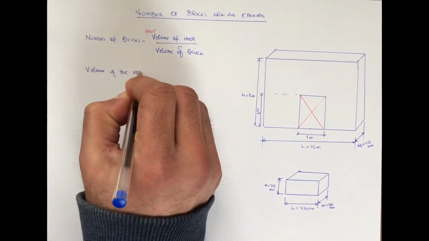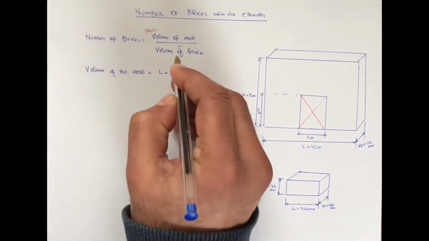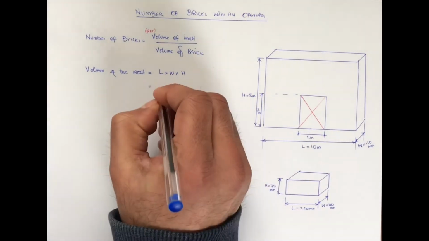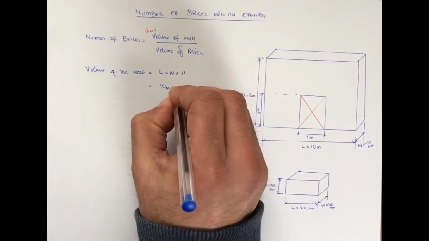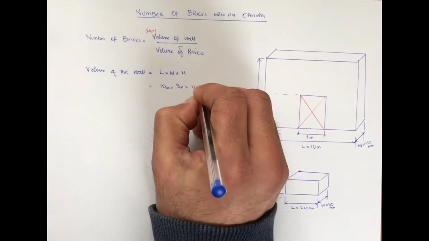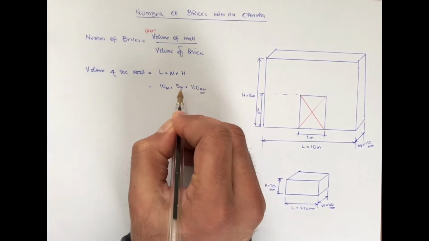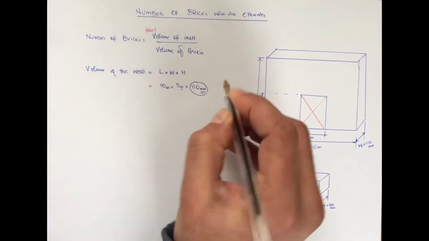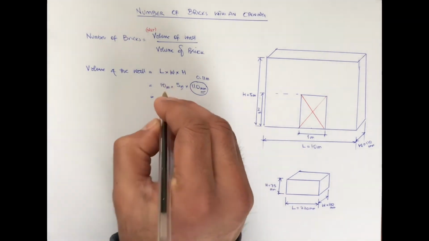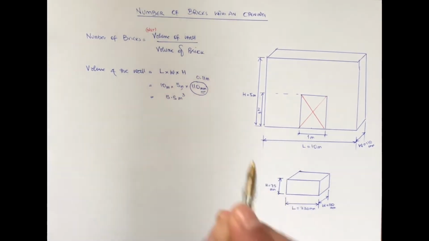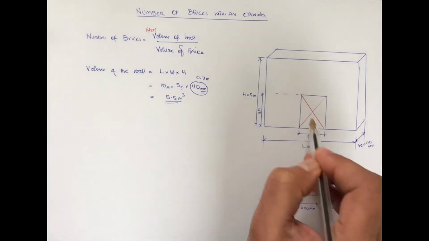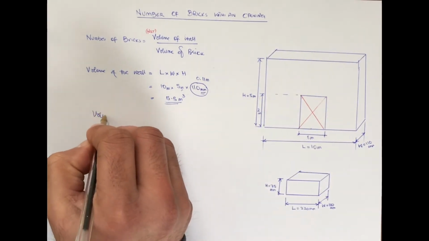Let's work out the volume of the wall, which is the standard formula: length times width times height. I'll feed in the numbers there. The length is 10 meters, the height is 5 meters, and the width is 110 millimeters. Here the millimeters need to be converted into meters to make it consistent with the other dimensions. So I have a result of 5.5 cubic meters. The volume of the whole wall is 5.5 cubic meters.